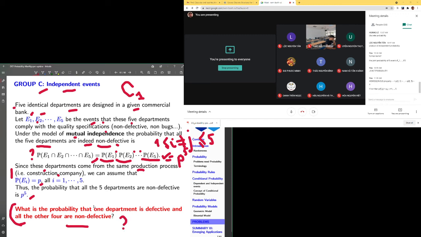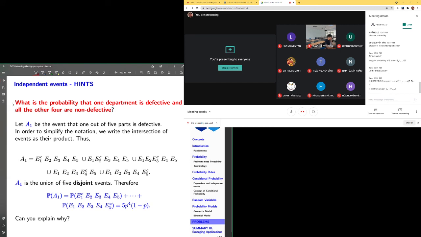We want to compute the probability that one department is defective and the other 4 are non-defective. So this one is not good. You want to compute for one only, where the other 4 are good. We want to know that probability. Okay? How can we carry out that task? And this is the answer.